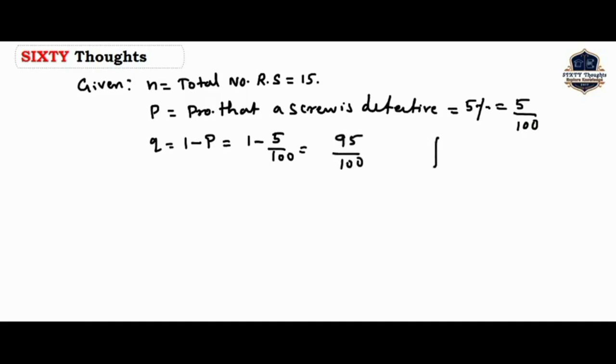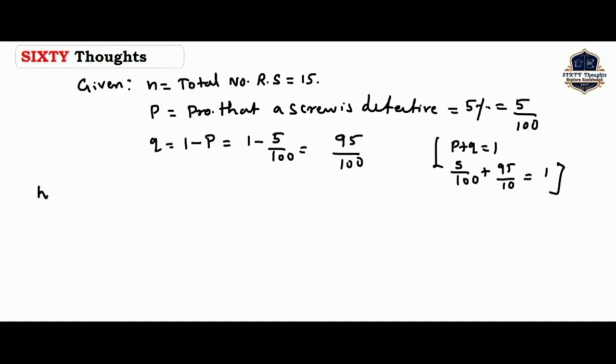So we know the result, right? The number of defective plus the number of non-defective equals 1. So p plus q equals 1. Otherwise, it is called the probability of success plus the probability of failure equals 1, right? So p value is 5 by 100 plus q value is 95 by 100. If we add these two, we get 1, right? So therefore the p value and q value are correct.